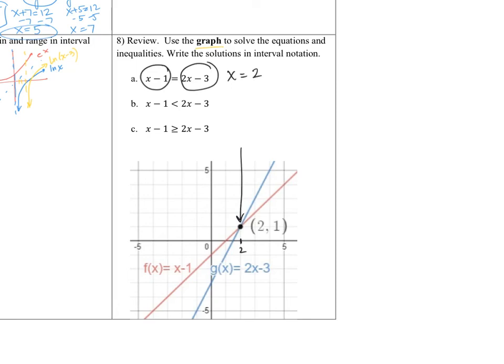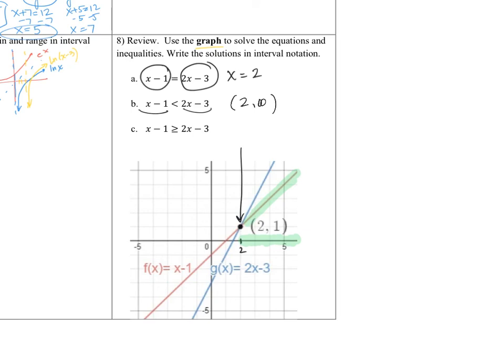Then it wants to know when x minus 1, which is the red line, is less than 2x minus 3. Or when are those outputs less? Well, you can see visually that the red line is below as soon as we get bigger than 2. So that would be happening from 2 to infinity.